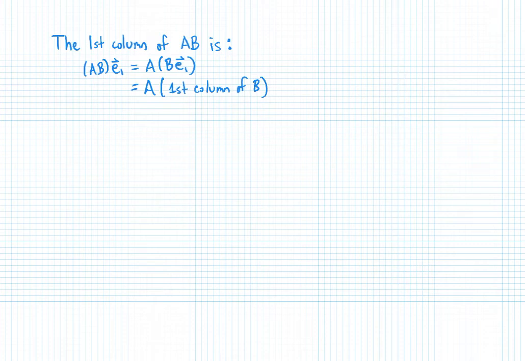This gives us a good way to calculate it, because you can take the matrix A, multiply it times the first column of B, and that's going to give you the first column of AB. Everything works exactly the same for other columns. You just use the other columns of B to get the other columns of AB.